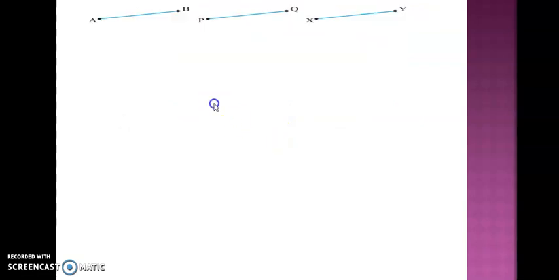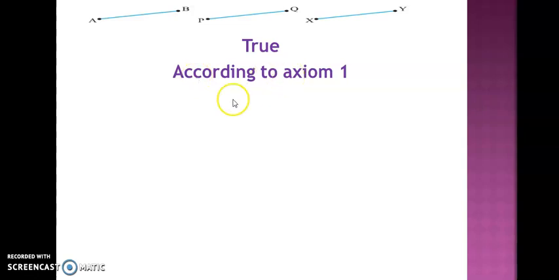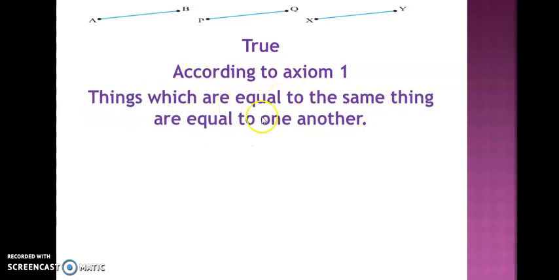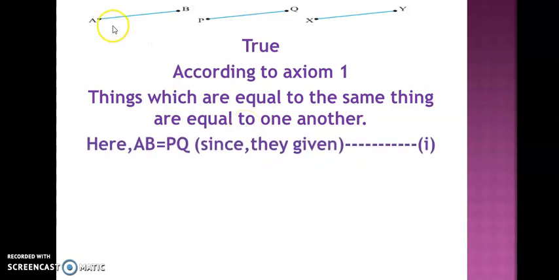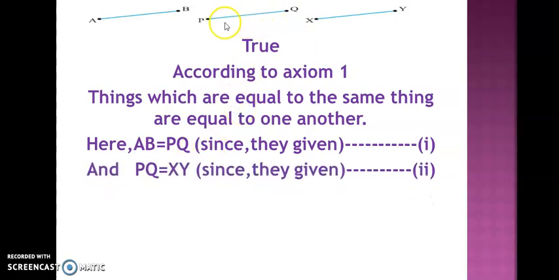Here, this statement is true, no? Yes, this statement is true. So according to Axiom 1, things which are equal to the same thing are equal to one another. And here they have given that AB is equal to PQ, isn't it? And also they have given that the line segment PQ is equal to the line segment XY. Since they are given, let us take this statement as equation number 1 and this as equation number 2.